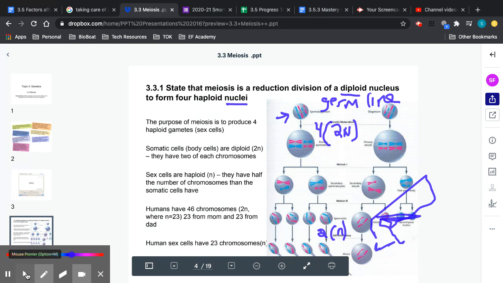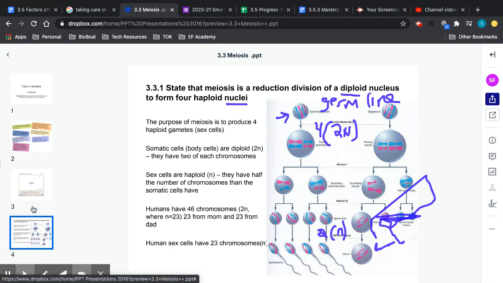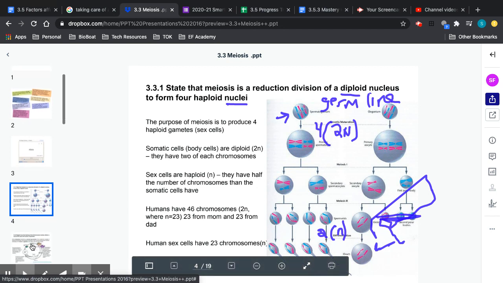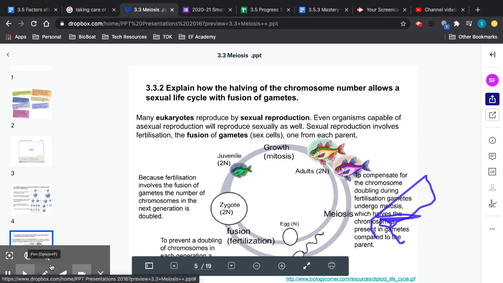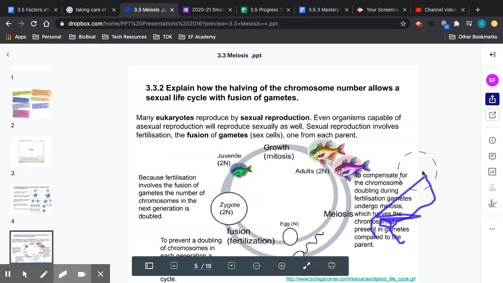And then the last assessment statement I want to talk about was how meiosis allows for the sexual reproductive life cycle. So assessment statement 3.32 says, explain how halving the number of chromosomes, so going from 2N to N, allows for sexual life cycles. So I think we've talked about this briefly.